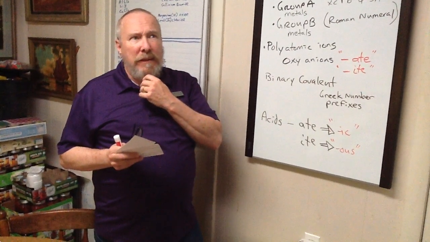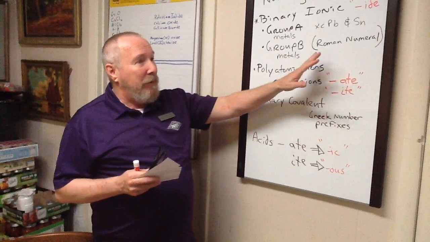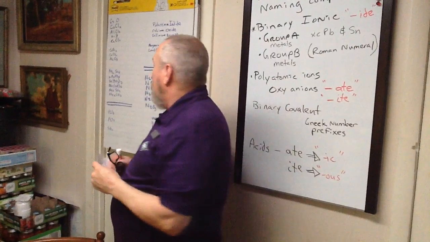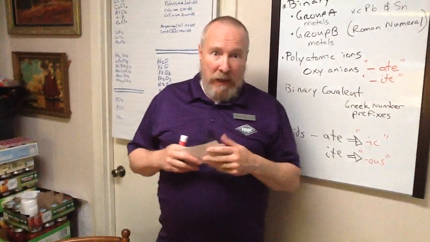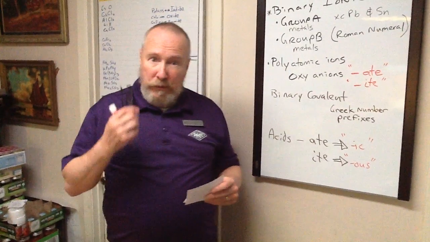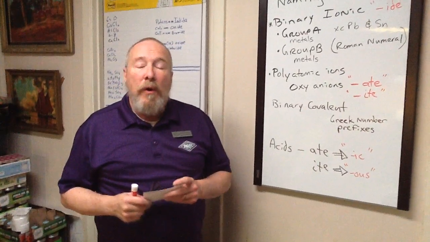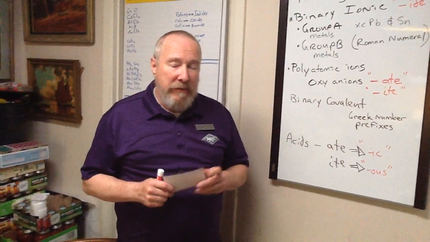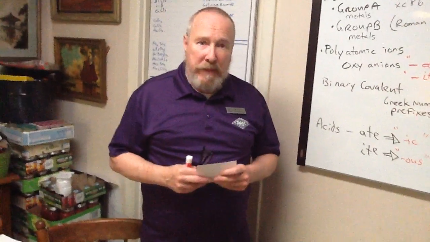Tin can be +2 or +4 too. I don't have my periodic table and my charts with me. But we know many of the other metals, like iron can be +2 or +3. Copper can be +1 or +2. And we have to know which form of those metals we're talking about. And they have a very simple system in the modern system of naming them.